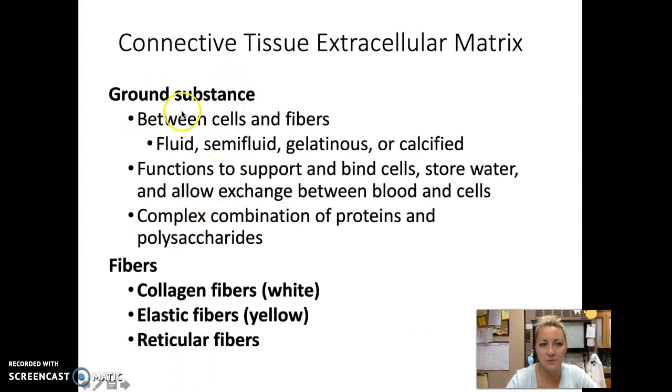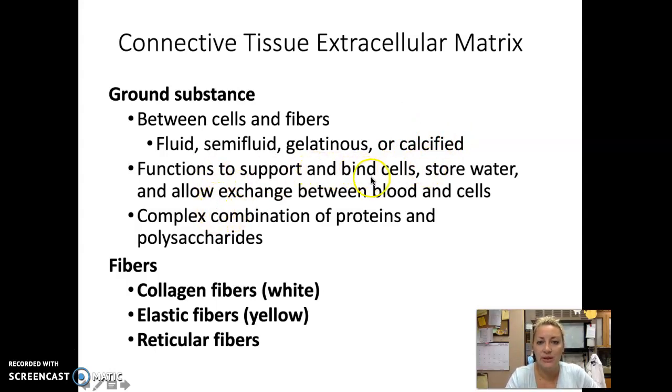For ground substance, this is going to be between all of those cells. So kind of like if you're making Jell-O with fruit chunks in it. You put all the fruit chunks in there and then you pour the Jell-O over it. All the fruit chunks are in there, and the Jell-O would be the equivalent of the ground substance. So it is either fluid, semi-fluid, it can be gelatinous, love that word, or calcified, so it can be hardened as well. So like when we talk about bones.